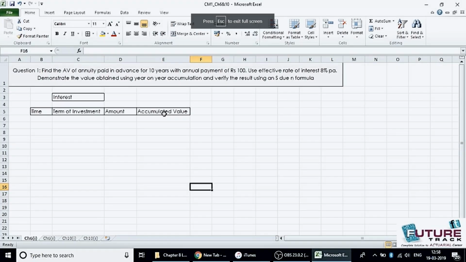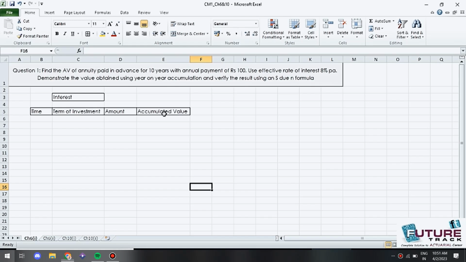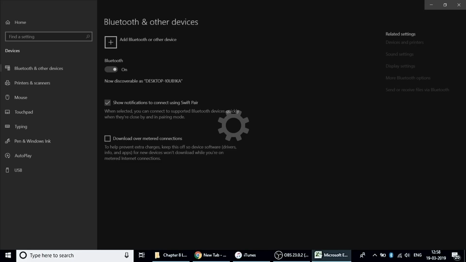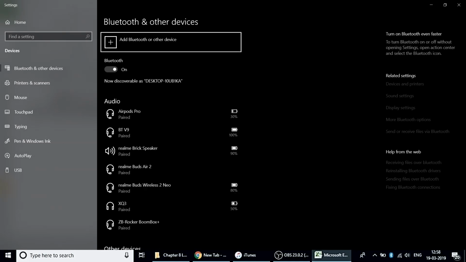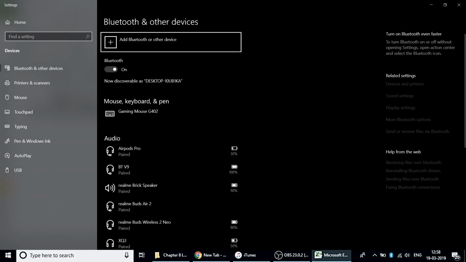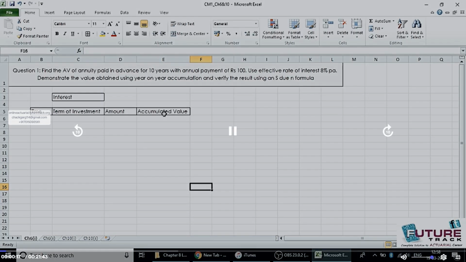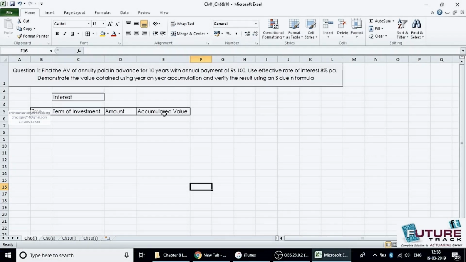Annuity questions in Excel. Fine. So let's see the first question. The first question says find the accumulated value of annuity paid in advance for 10 years with the annual payment of rupees 100. Use effective rate of interest 8% per annum. So we have given interest as 8%.